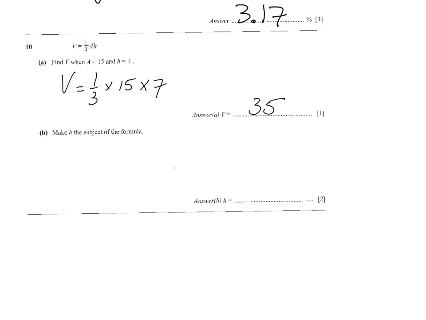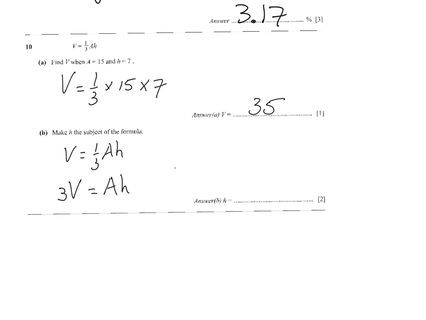Make H the subject of the formula for 2 points, so you have to show working. The subject of the formula, or isolate H, so it has to say H equals, and then all the rest. Alright, so what do we do first? Well, let me write the formula down here. Several ways of doing it. You could divide both sides by a third first, or times both sides by 3, to get rid of that third. So 3V equals AH.